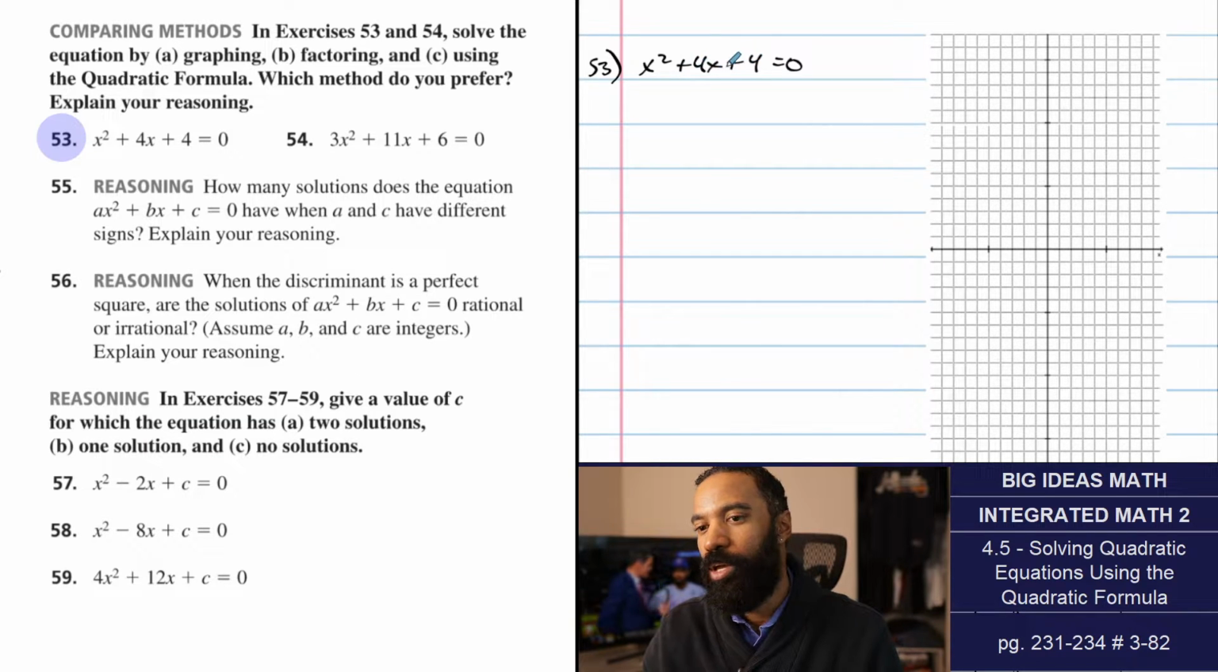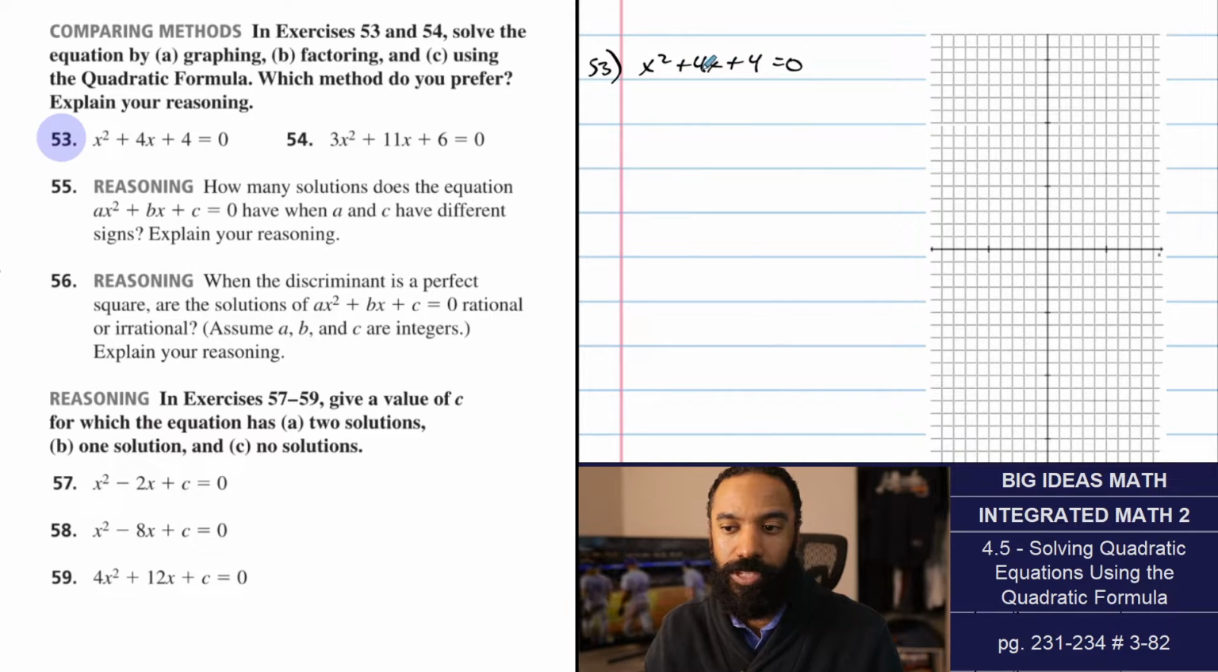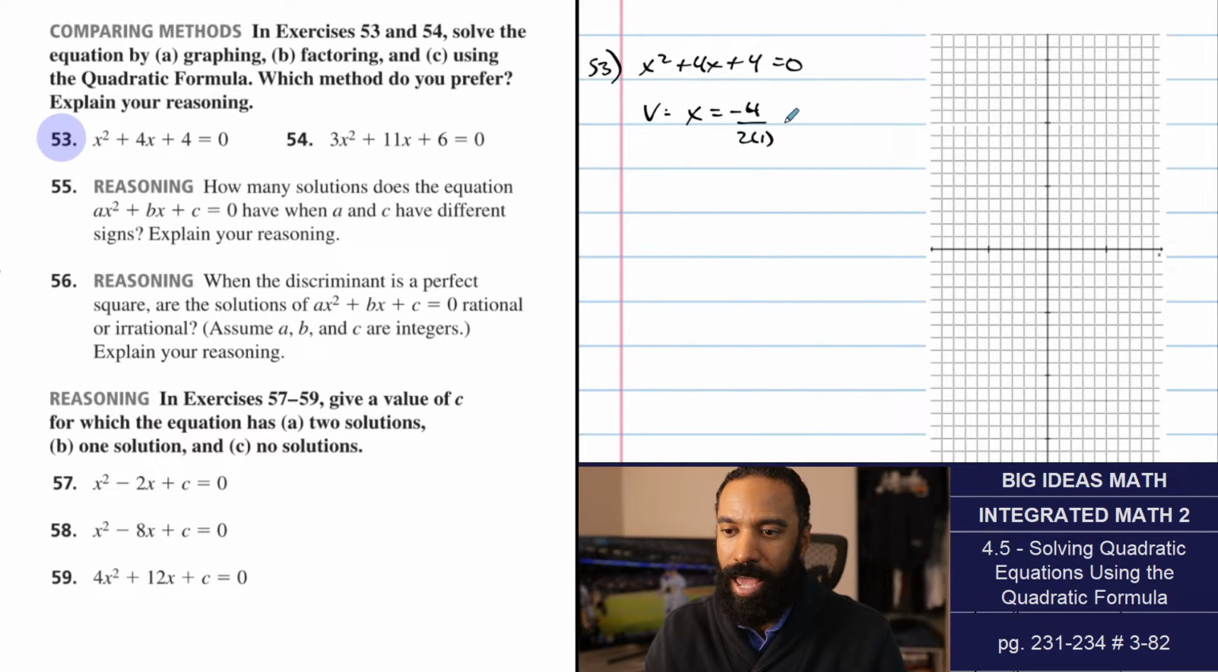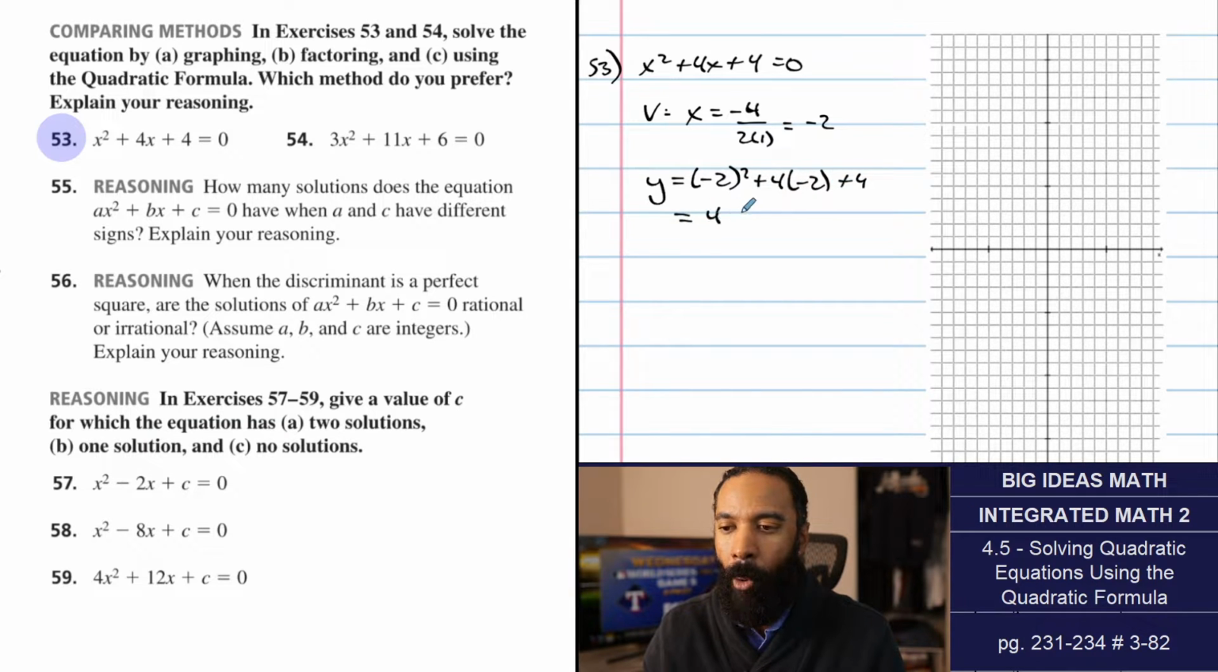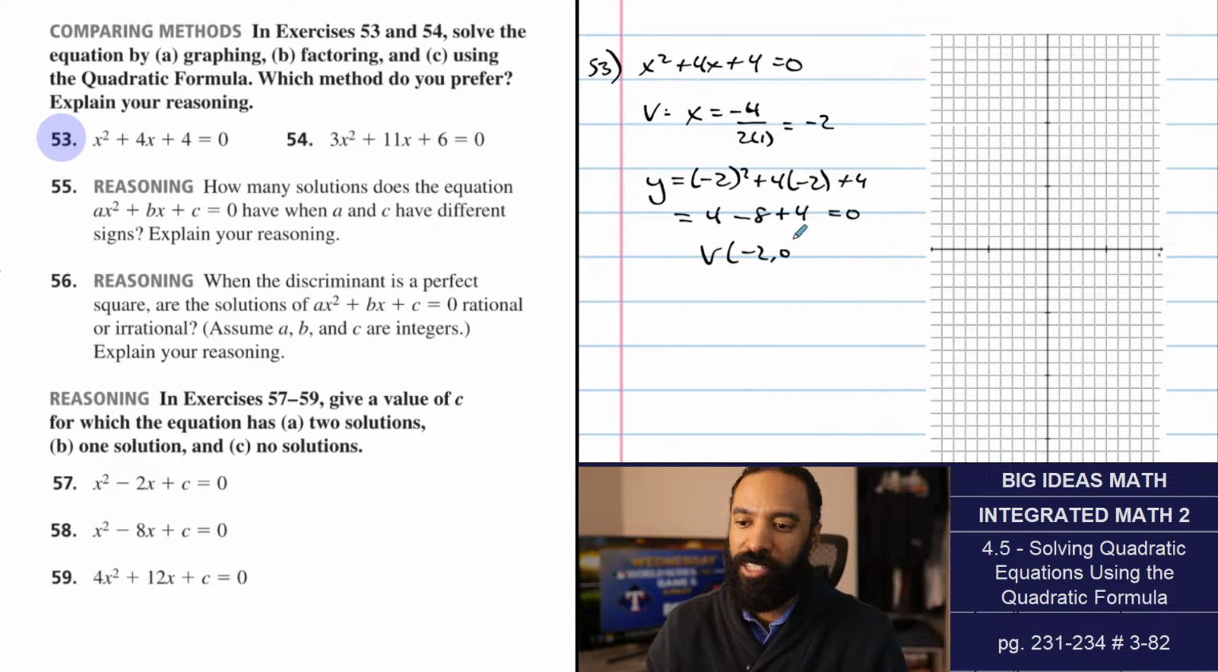When it comes to graphing, you have some options. I'm going to say it straight up, guys, right now. I'm going to use the negative b over 2a. Otherwise, if I factor that, I'm giving away all the secrets of factoring, right? X is negative b over 2a, which is negative 2. The y value: remember, we're graphing as if it's y equals this. So negative 2 squared plus 4 times negative 2 plus 4, which is 4 minus 8 plus 4, which is 0. So your vertex is at negative 2, 0.